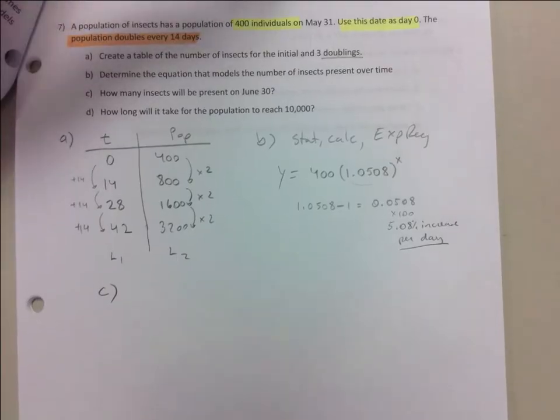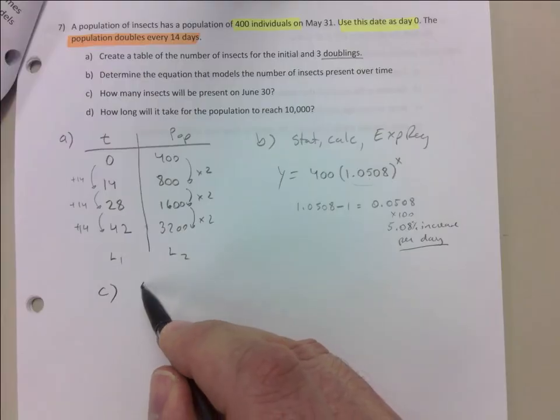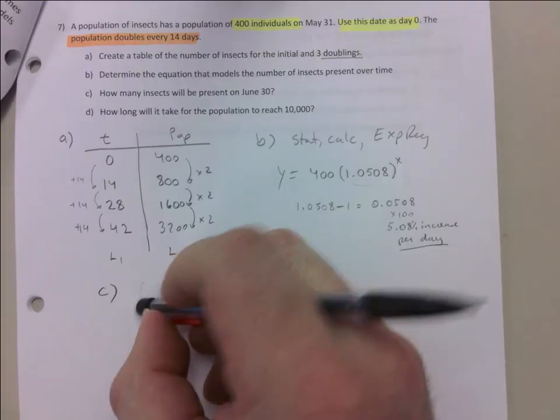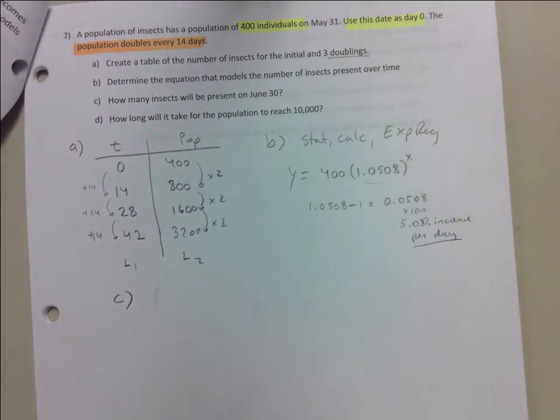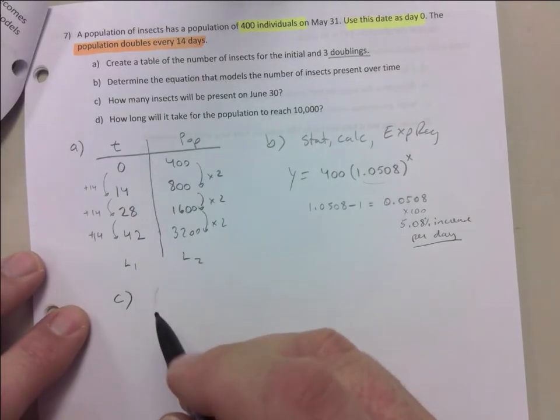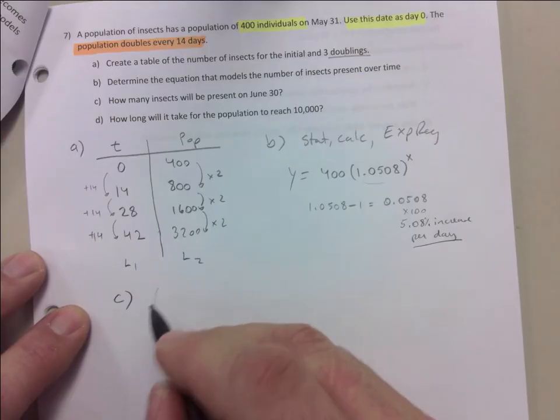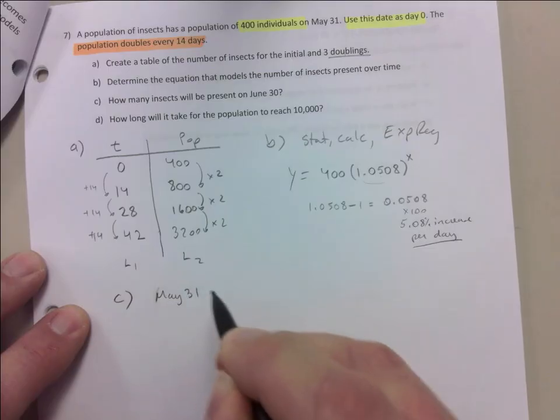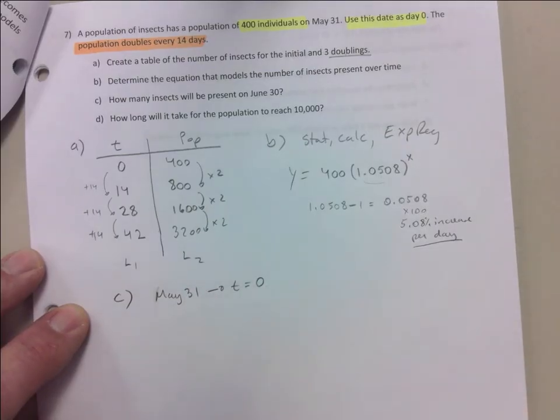How many insects will be present on June 30th? How do we do this? What is time 0 for us? That's May 31st, right? So we need to do a little bit of calendar backwards thinking in this case. What do I have here? So for time, May 31st is time equal to 0. Okay?